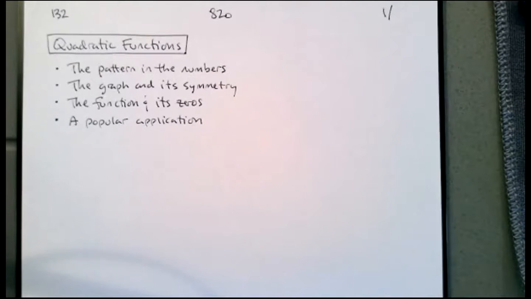Today we want to start looking at quadratic functions in many different ways. We want to look at the pattern that we'll see in the numbers, the graph and the symmetry. We want to look at the function and its zeros, and then we'll look at a popular application of quadratic functions.